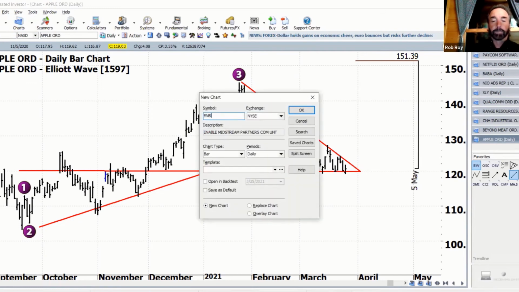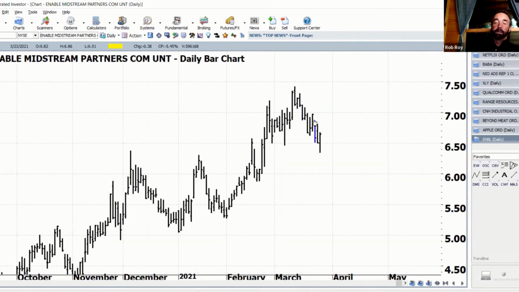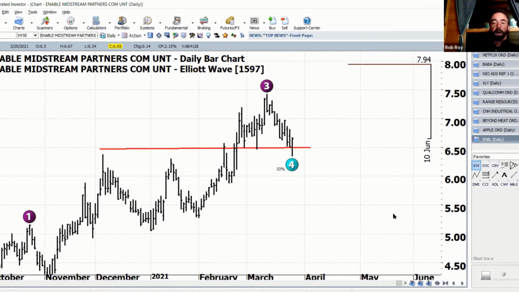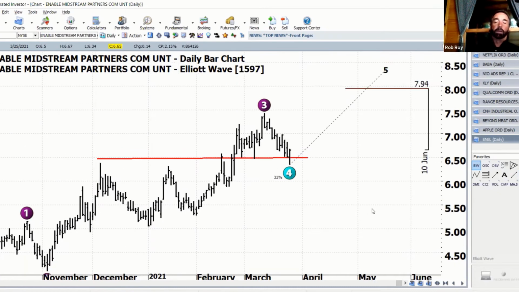ENBL. Looked like we were really moving here about a week ago. And now we're back to this area at 6.5, which is where this one needs to hold. It did today, but talking about these reversals today, the market reversed. So all these reversals aren't stock specific; they reversed with the market, and that's an important thing to note.